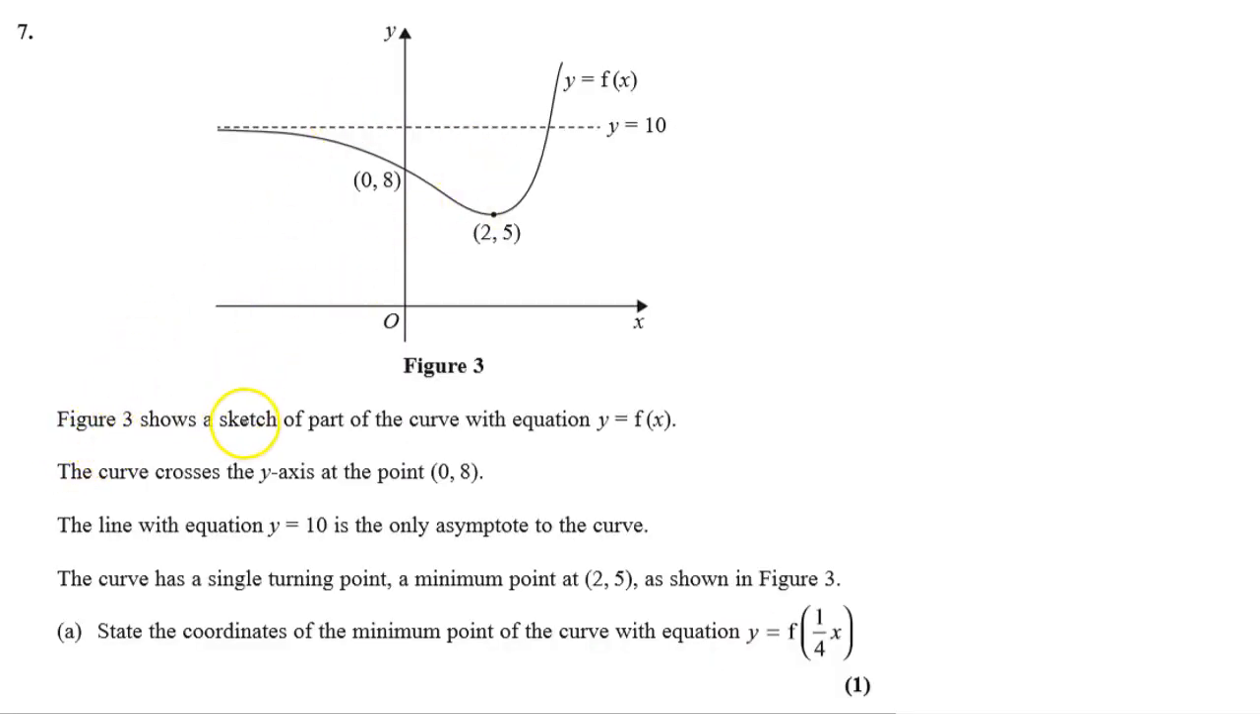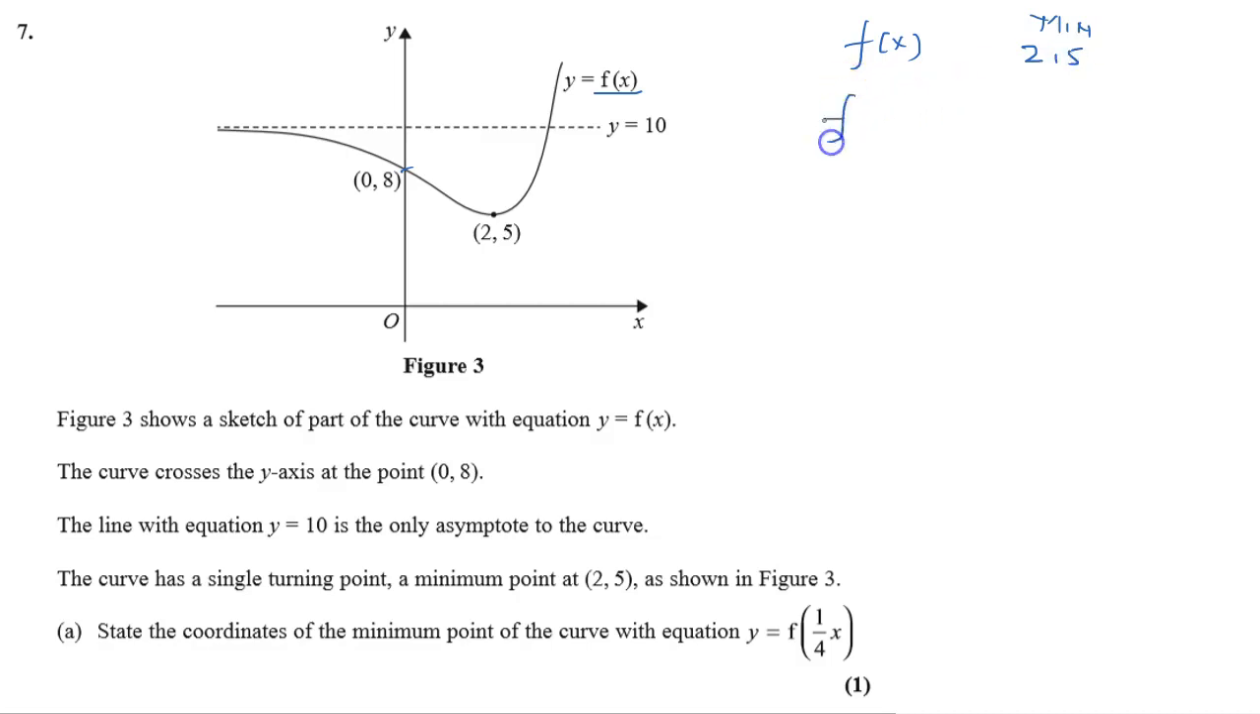This figure shows a sketch of part of the curve with equation y equals f(x). The curve crosses the y-axis at the point (0, 8). The line with equation y equals 10 is the only asymptote to the curve. The curve has a single turning point (2, 5). State the coordinates of the minimum point of the curve with the equation y equals f(x). The minimum point is (2, 5).